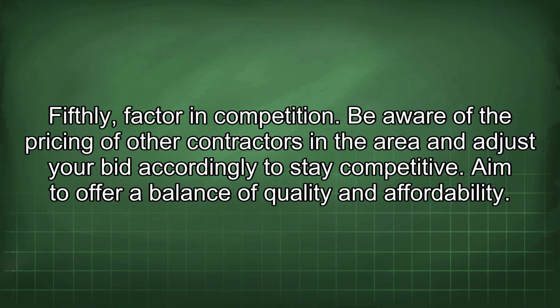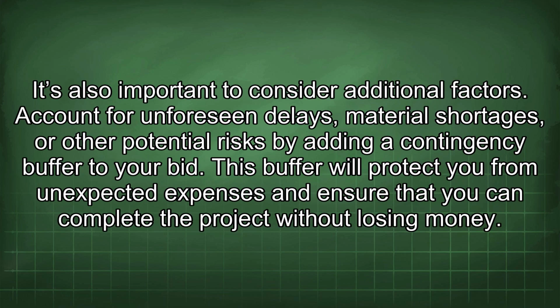Fifthly, factor in competition. Be aware of the pricing of other contractors in the area and adjust your bid accordingly to stay competitive. Aim to offer a balance of quality and affordability. It's also important to consider additional factors. Account for unforeseen delays, material shortages, or other potential risks by adding a contingency buffer to your bid. This buffer will protect you from unexpected expenses and ensure that you can complete the project without losing money.